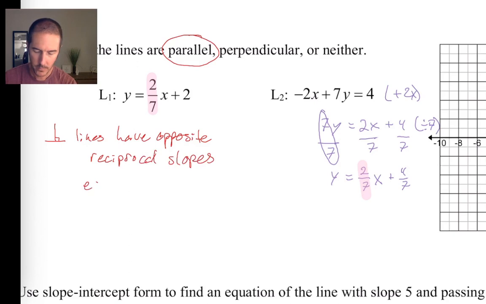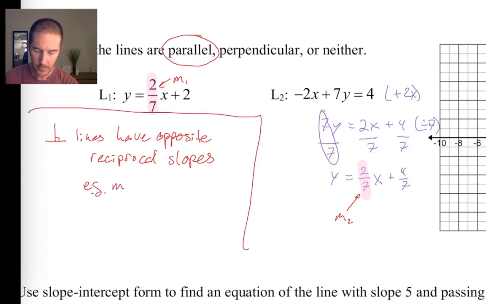For example, now just bear with me 1 second. In line number 1, I highlighted that the slope was 2/7. So I would call that M1, slope 1. And in line number 2, it had a slope. Let's call that M2. Well, in this separate example, let's say that M1 was equal to 3/5. What would M2 need to be in order for line number 2 to be perpendicular to line number 1?